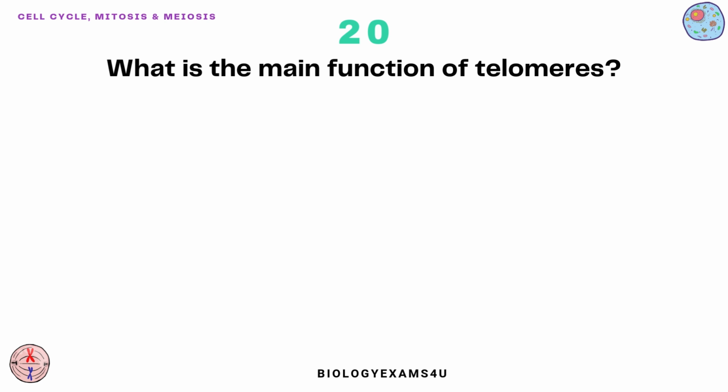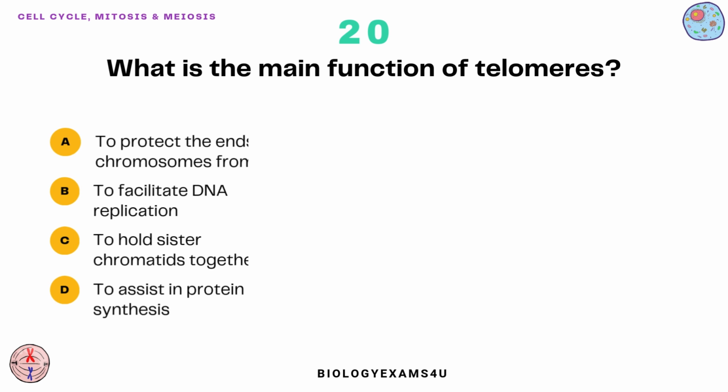Question number 20. What is the main function of telomeres? Option A, to protect the ends of chromosomes from degradation. Option B, to facilitate DNA replication. Option C, to hold sister chromatids together. Option D, to assist in protein synthesis.